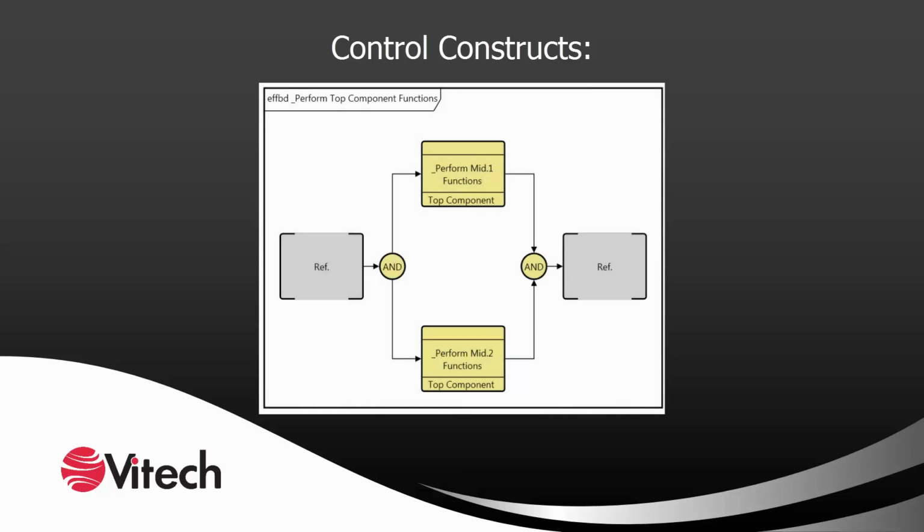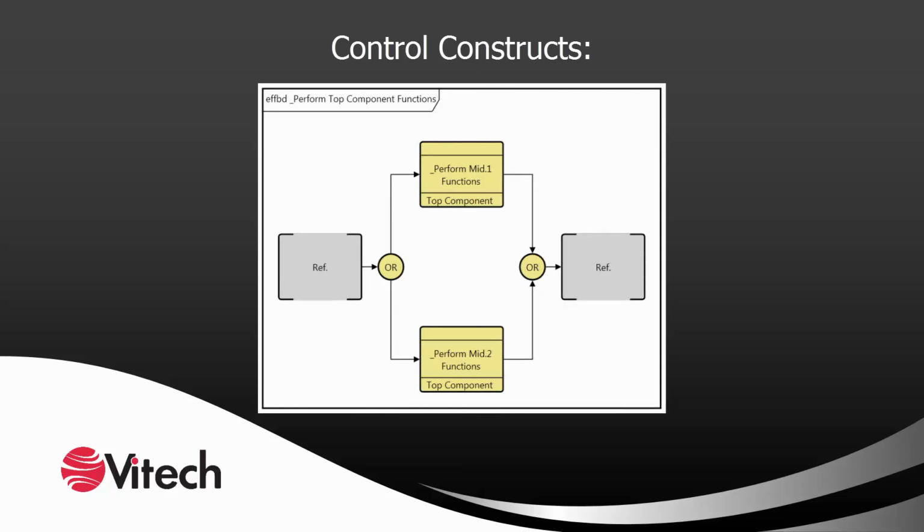First is the AND construct, also known as a concurrency or parallel construct. The AND node is followed by separate branches that rejoin and terminate at another corresponding AND node. The construct designates that all branches execute simultaneously. All branches must complete before execution can exit the construct.